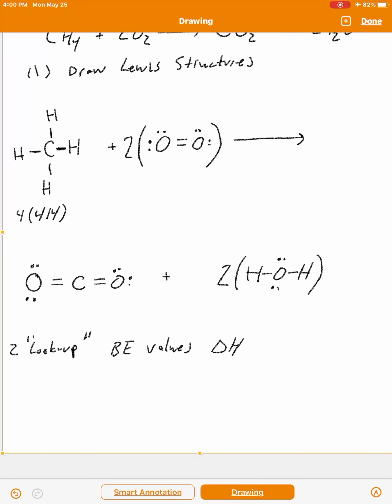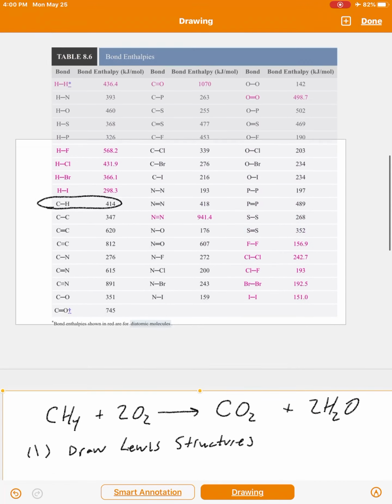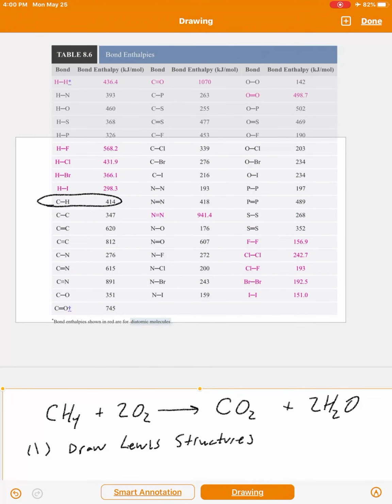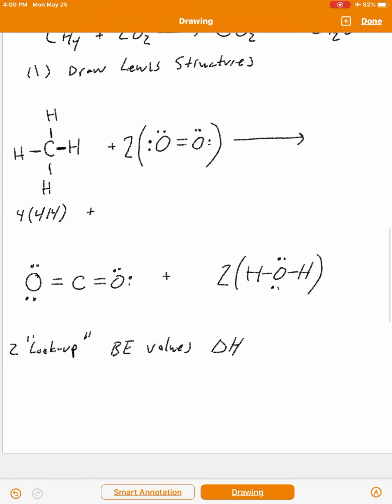Now I'm going to go over to the next reactant. The next reactant is 2O2. So I'm going to look up O2. And in this table, let's see, O2, here it is. O double bond O, right? So if you got the wrong Lewis structure and you had O single bond O, you'd get the wrong number. So it's O double bond O, 498.7. But there's 2 of them. So 2 times 498.7. Okay?